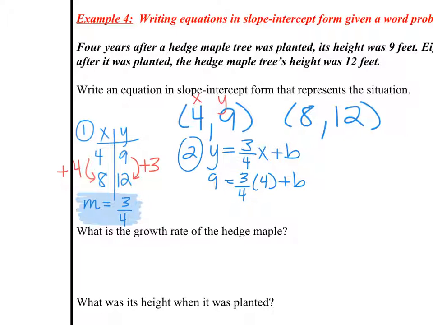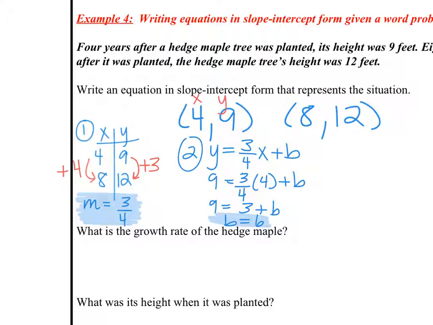3/4 of 4. If you have 4, what is 3/4 of 4? Oh, what's 3/4 of 4? 3. Yeah, because you've got 4 parts. I want 3 of them. 3/4 of 4 is 3. So this is 3 plus b. If you subtract 3, our y-intercept is 6. So b should be 6.